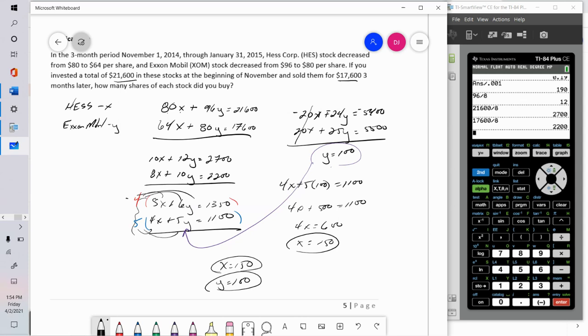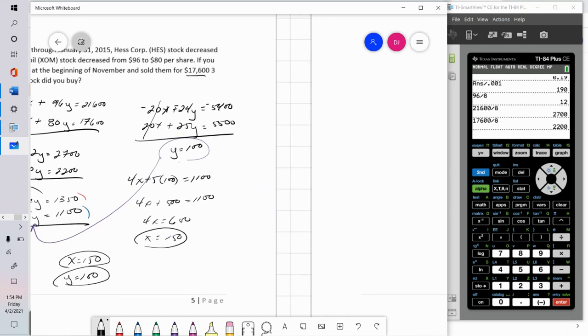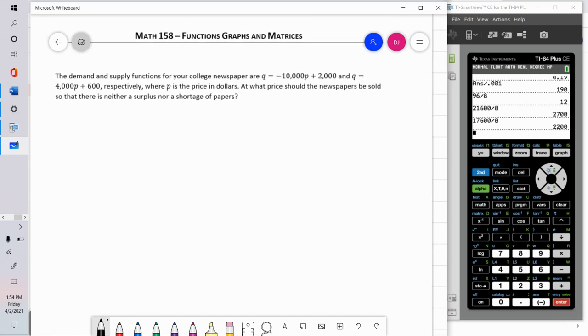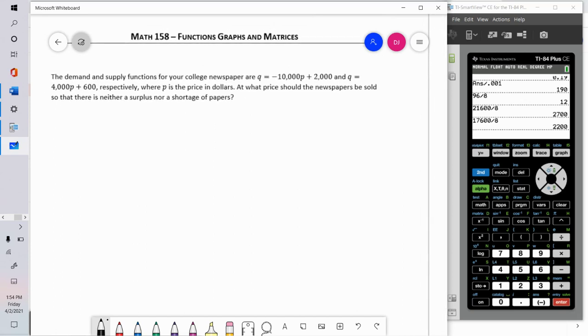Okay. All right, so I believe we have at least one more. Looks like we got one more here. The demand and supply functions for your college newspaper are Q equals negative 10,000p plus 2,000, and Q equals 4,000p plus 600 respectively, where p is the price in dollars. At what price should the newspapers be sold so there's neither a surplus nor a shortage of papers? Okay, so this is the demand function. This is the supply function.